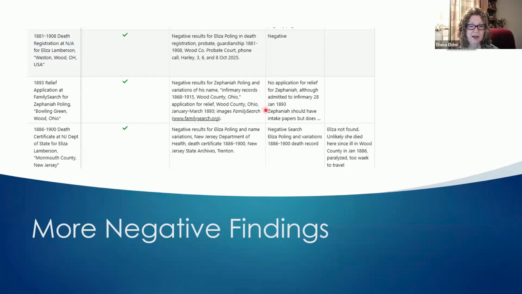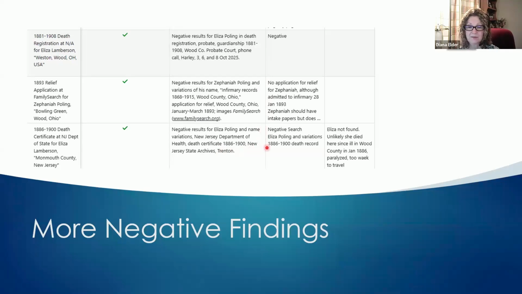And he should have had intake papers, going after the spouse to see if perhaps mentioned there would say he'd been widowed since whatever year that she might have died. So we always want to make sure we are researching all of the associates, all the family members, to see what could be there. And then another negative search for her just for a death certificate.